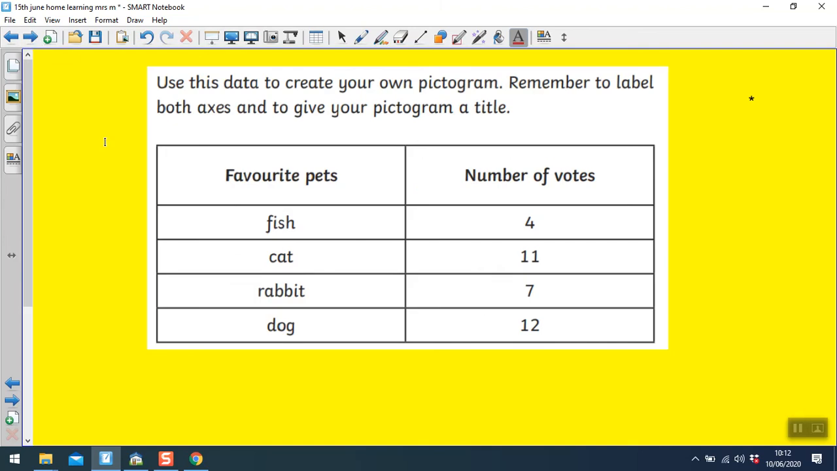This is the last slide for today. Use this data to create your own pictogram. Remember to label both axes and to give your pictogram a title. You might want to also do a key, so maybe one picture could represent 2 animals or even 4 animals, or you might want to just keep it to 1 animal. So the pets are fish, cats, rabbits and dogs, and the number of votes is 4, 11, 7 and 12. Please take a picture and email it to me.